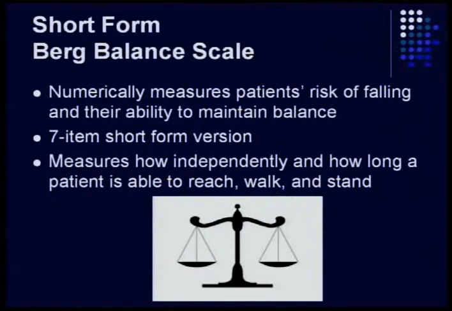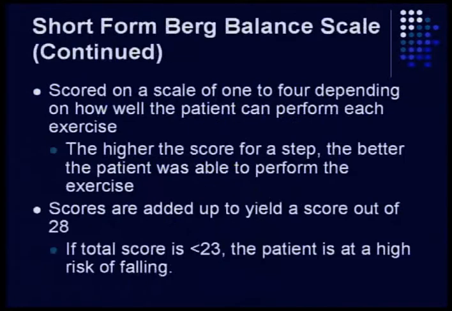The Berg Balance Scale is an assessment that numerically measures patients' risk of falling and their ability to maintain balance. The 7-item short-form version is more commonly used in a physical therapy unit rather than the original 14-item long version. The Berg Balance Scale measures how independently and how long a patient is able to reach, walk, and stand.